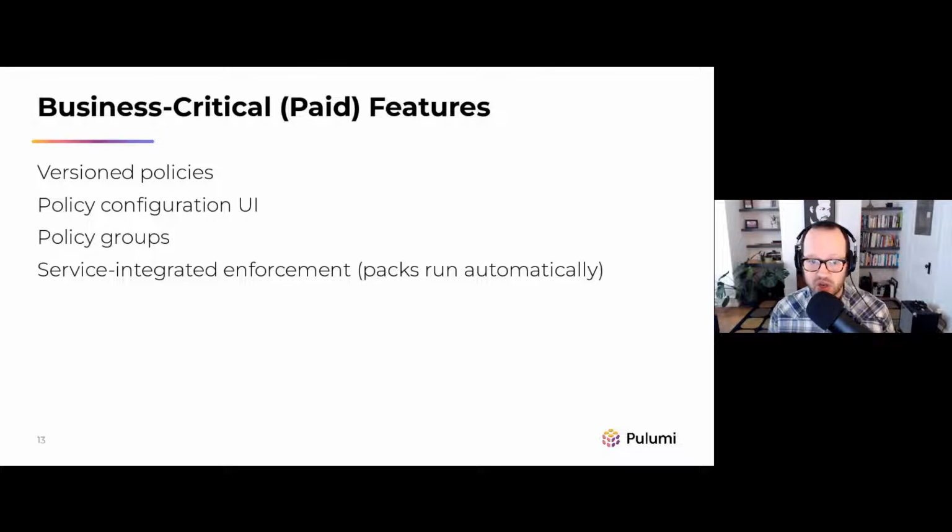In our paid features, you can publish policies to the Pulumi service, and you can configure them via the UI within the Pulumi service. You can establish policy groups, so you can essentially say all production stacks have to comply with this production policy, and then those policies are enforced automatically when you run Pulumi commands by virtue of your stack being a part of the organization. That might sound a little esoteric, but we'll demo that later, and hopefully it will become clear.